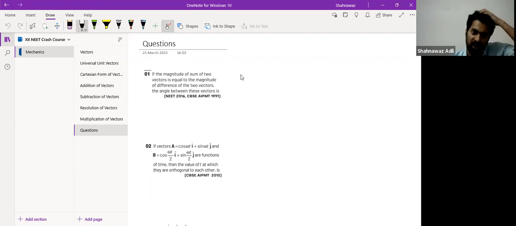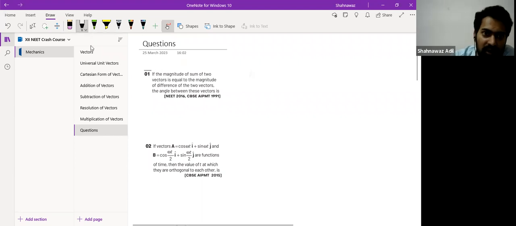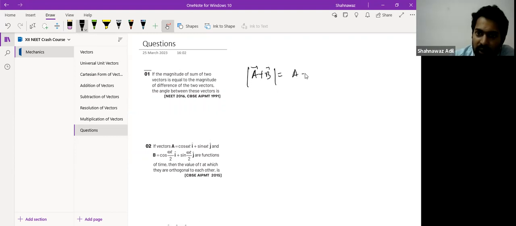Heather, tell me about the first question. What information did you gather from the first question? Sir, it means that A vector plus B vector is equal to A vector minus B vector. Yes. So the theta of these vectors we have to find out. So the magnitude of A plus B is equal to the magnitude of A minus B.